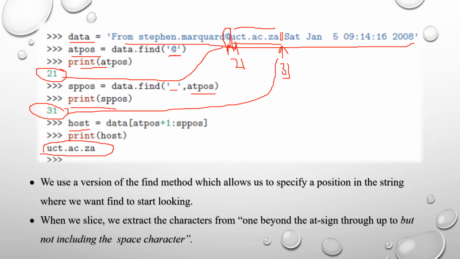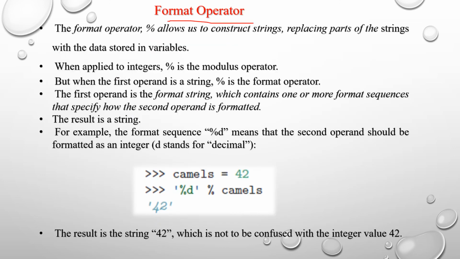We use a version of the find method which allows us to specify a position in the string where we want to start looking. When we slice, we extract the characters from one behind the at sign, up to but not including the space character. Now we will see the format operators.